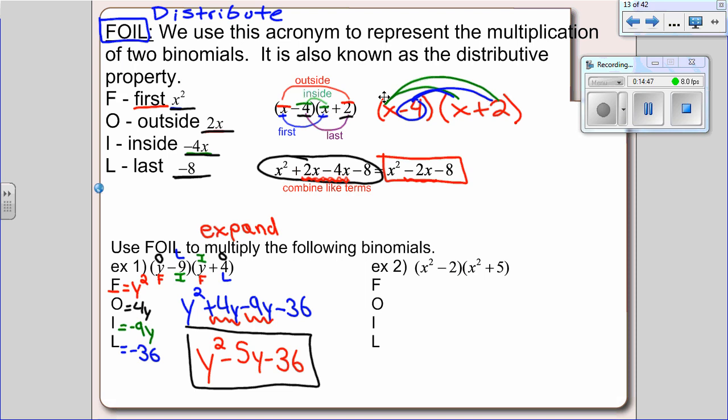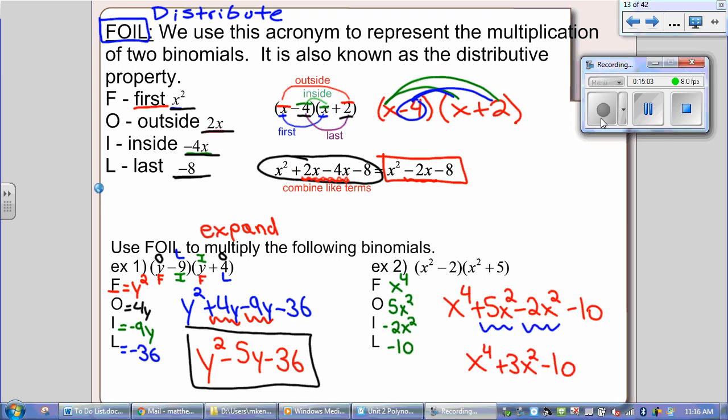Alright, I want you to try to use FOIL on the next example over. So you're multiplying using distribution. FOIL helps organize your work. So, I showed my work on the board. The first thing I did was I did the FOIL. So I wrote out FOIL and I did each thing. If I'm multiplying, that means I'm adding the exponents. So x squared times x squared created x to the power 4.